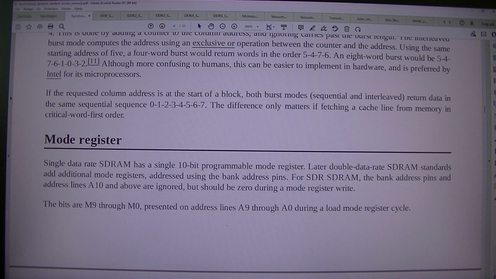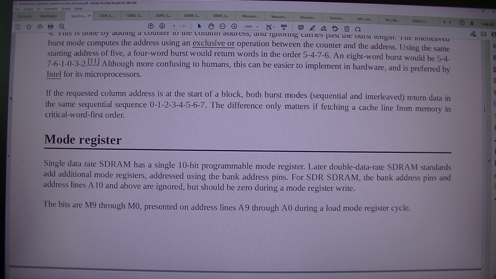If the requested column address is at the start of a block, both burst modes, sequential and interleaved, return data in the same sequential sequence 0, 1, 2, 3, 4, 5, 6, 7. The difference only matters if fetching a cache line from memory in critical word first order.